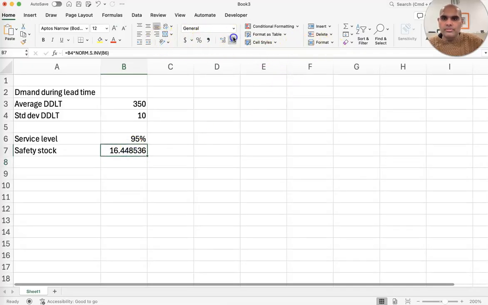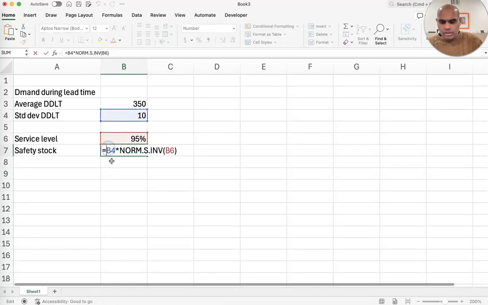60.45. In fact, you know what we should be doing is that when you calculate safety stock, you should always round up. So I'm going to use the function called ROUNDUP. What ROUNDUP does is it always rounds up to the next integer. So you should always be rounding up. You should never round down. So let's say ROUNDUP, and we'll say comma 0.